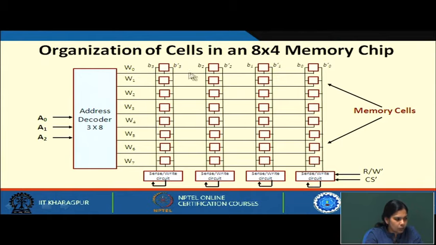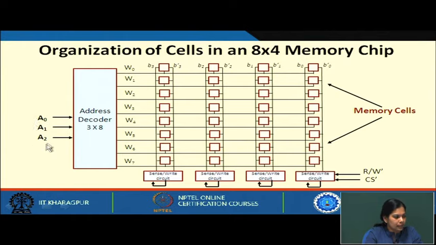This row is connected with the word line. These are called word lines W0, W1, W2. An individual cell is connected to 2 bit lines. One is B, another is B bar, that is the complement of the other, and these are connected to the sense or write circuitry, and this sense or write circuitry is further connected to the data lines. That means this is one memory chip where there are 8 rows. So, we have to select any one of the 8 rows. For that reason, we require a 3x8 address decoder.